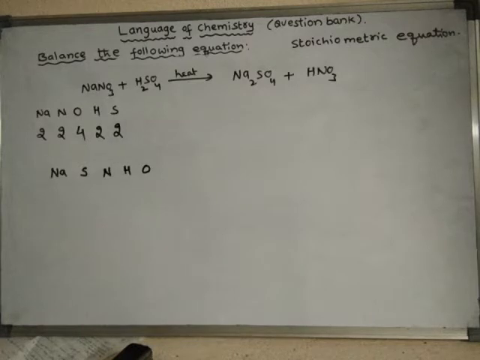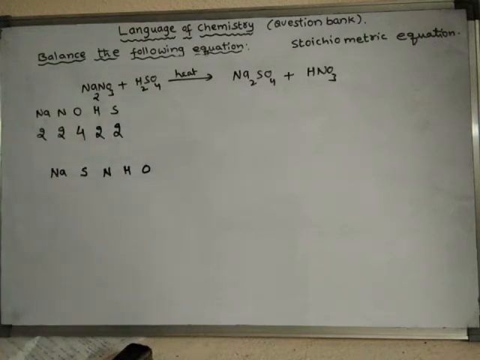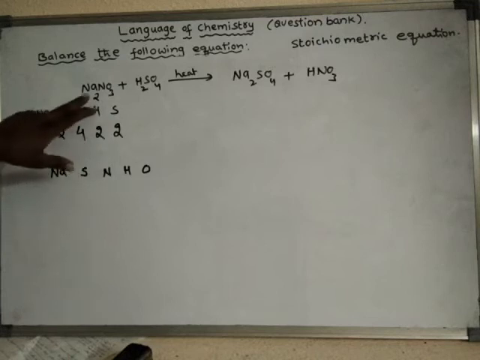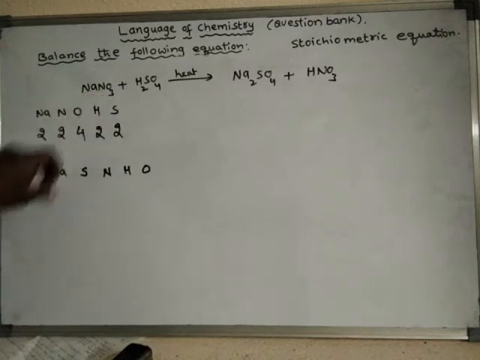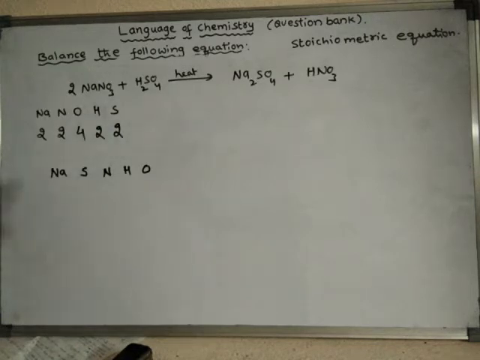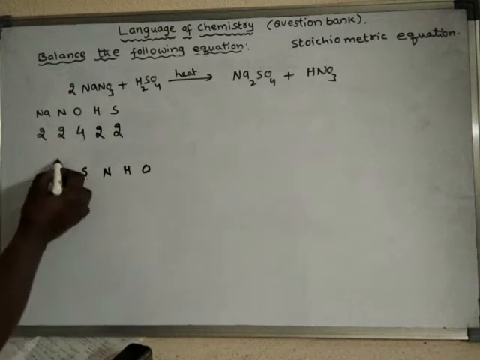We have to balance the atoms in such a way that we should not change the formula of the compound. So here if I write 2 to balance the sodium atom, then the formula of this compound is changed. We should not change the formula of the compound. Without changing the formula, we have to balance. So for that purpose, here I am writing 2. Now there are 2 sodium atoms here, and here also there are 2 sodium atoms. That means sodium is balanced.